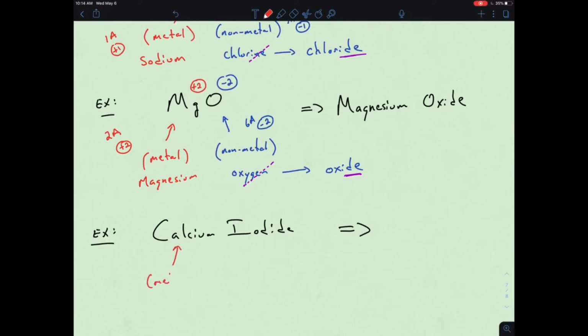where here's our metal. Our metal is calcium. Calcium is group 2A, so it likes to have a +2 charge. And then we have our second, which is now the nonmetal. Our nonmetal here is iodide, so that means we're talking about iodine, someone in the 7A group, which has a -1 charge.